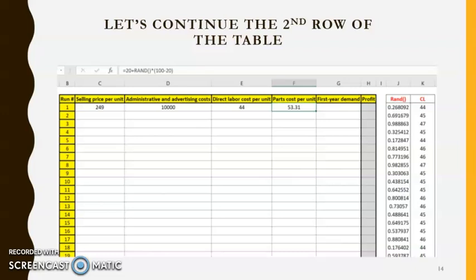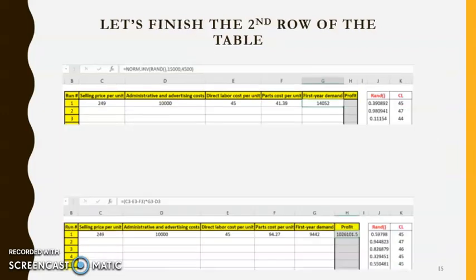After populating the column related to parts cost per unit, now we can go to finishing the second row. And you have noticed that when it talks about the second row, it's not about second run, my friend. It is about the second row. The first row is the header and the second row is first run.